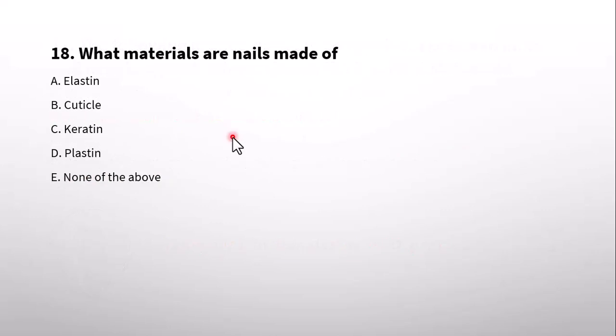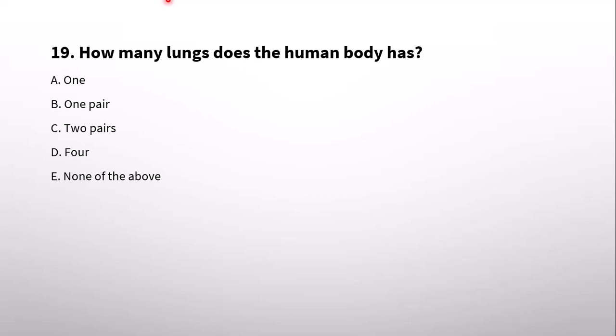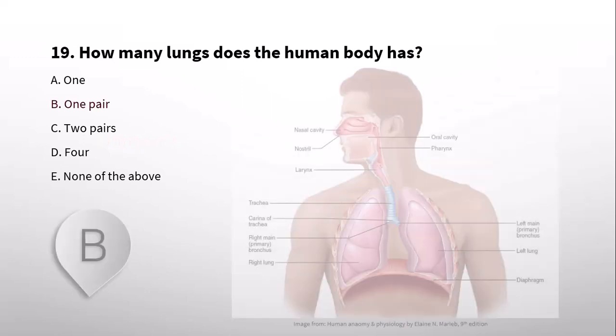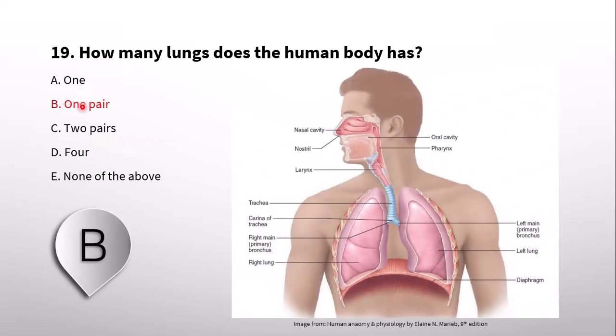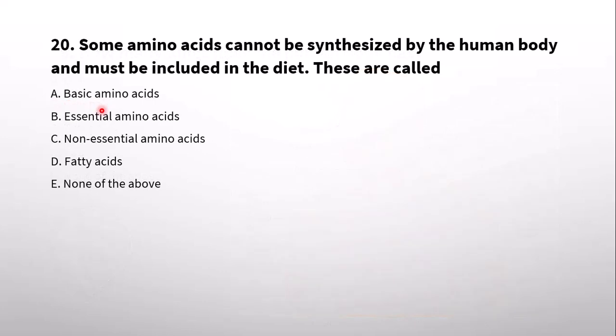18. What materials are nails made of? Keratin. Straightforward. Keratin. Next, 19. How many lungs does a human body have? One pair. One pair of lungs. I don't know why the answer goes there, but anyways. 20. Some amino acids cannot be synthesized by the human body and must be included in the diet. These are called essential amino acids. Yes, essential amino acids. B.